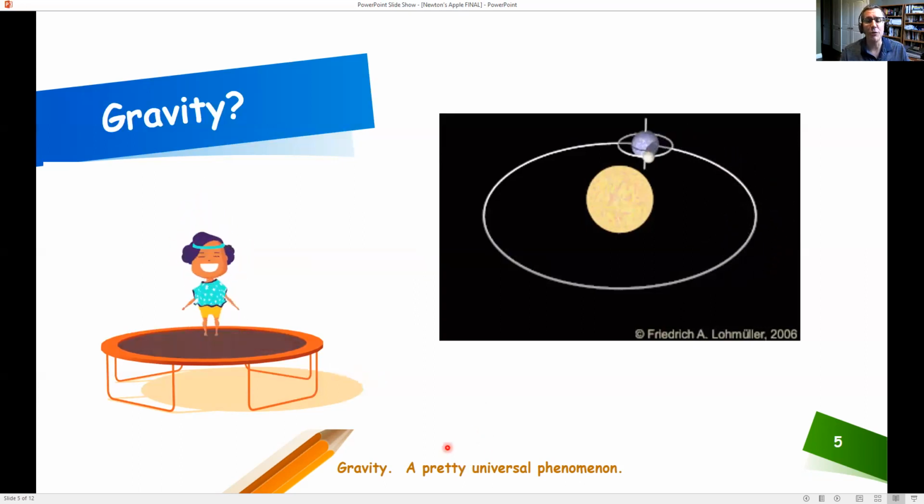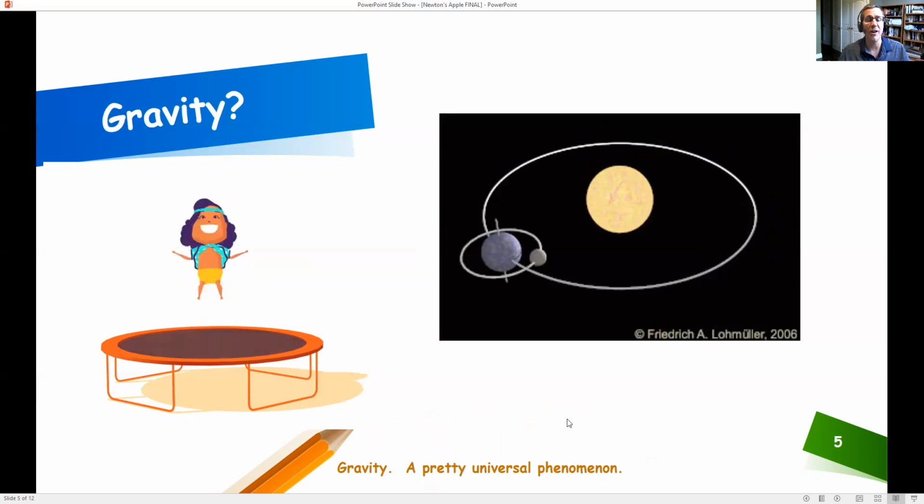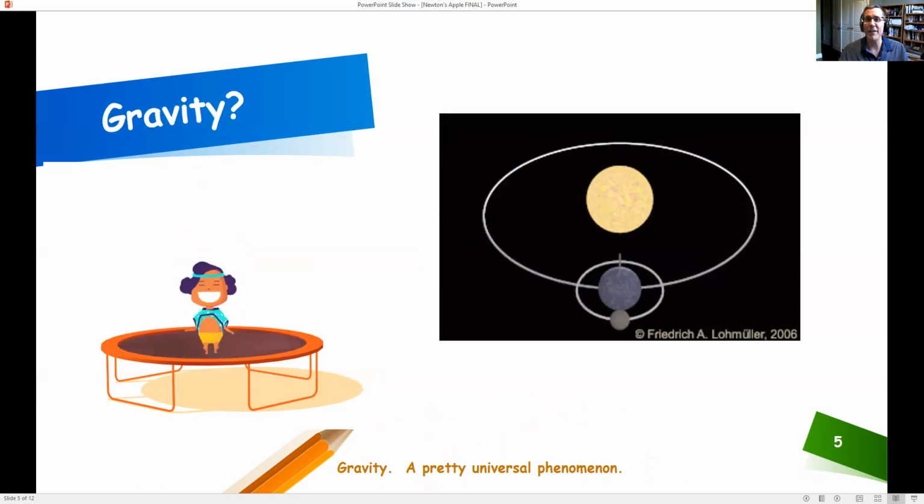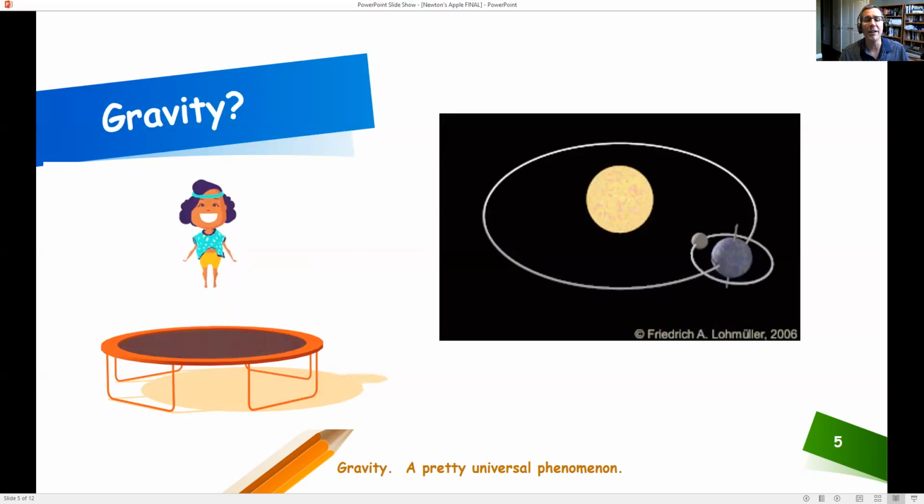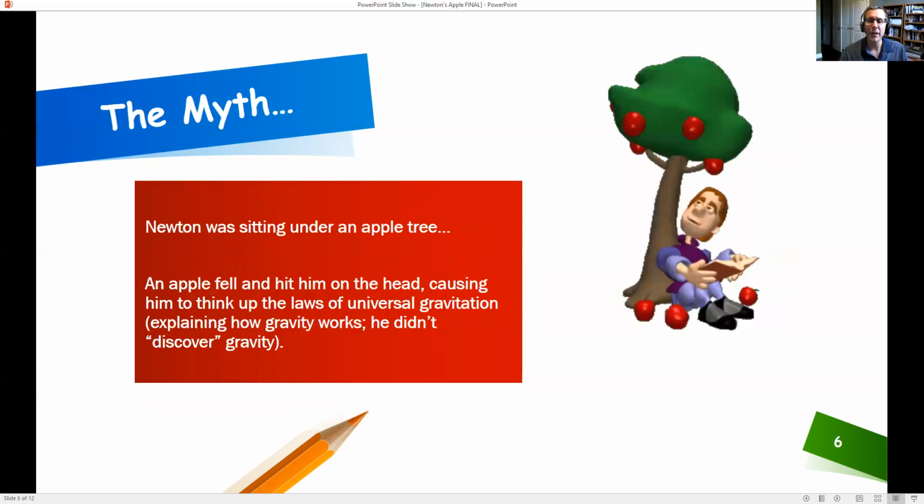So this is a pretty universal phenomenon. It's kind of everywhere in our universe. And that's why we call these universal laws of motion. If we can figure out what's making gravity work, it's going to apply everywhere in our universe. So the man, the myth, the legend: I said I wanted to talk to you about Isaac Newton. So I've introduced the man. Now let's get to the myth.